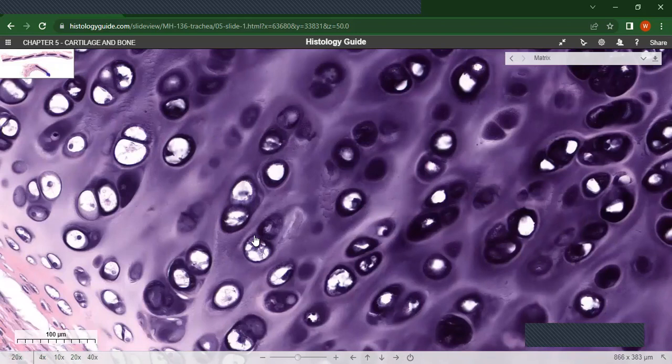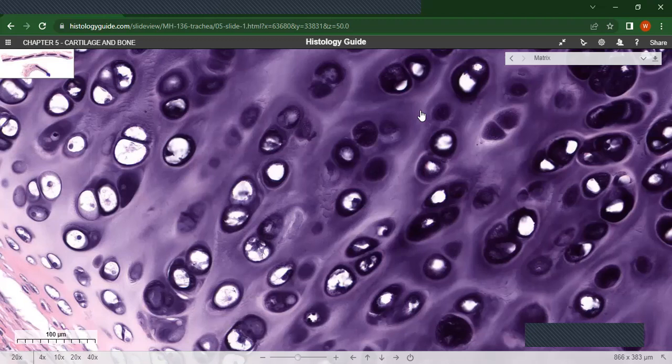And I've said this is hyaline cartilage. So why is it hyaline? You can see the matrix here. It is uniform. So the matrix is uniform.